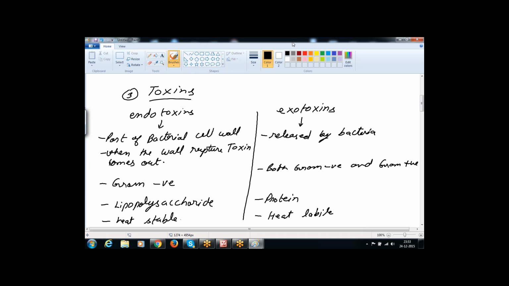So that's all about the introduction to microbiology. We stop here. Next class, because micro has three sections: bacteriology, virology, and mycology, we'll first start with bacteriology. So the next topic we'll be doing is bacteriology.